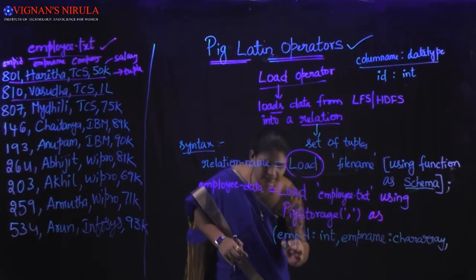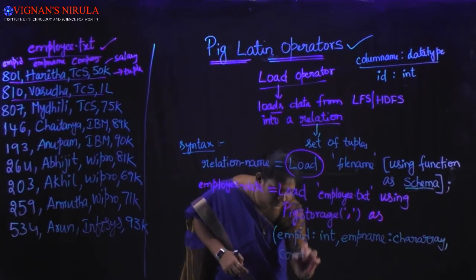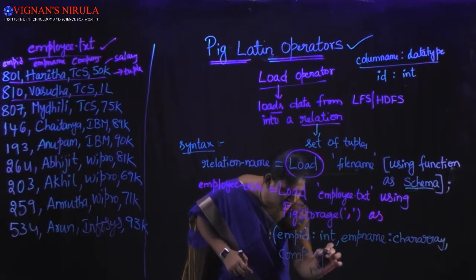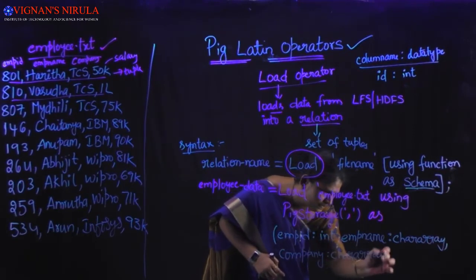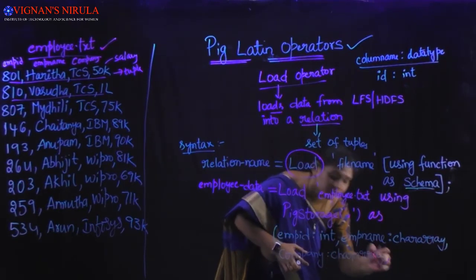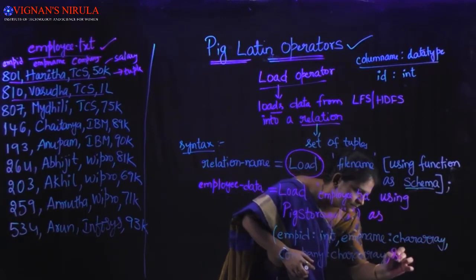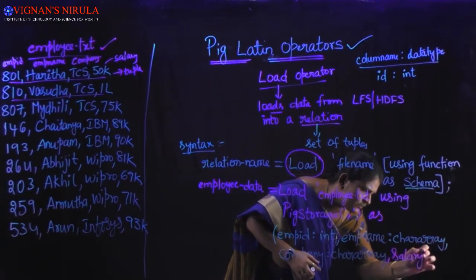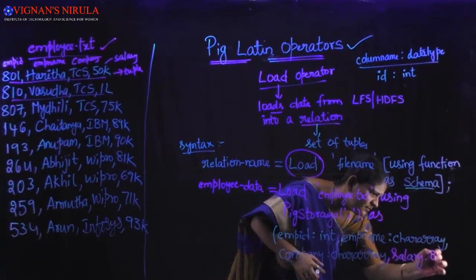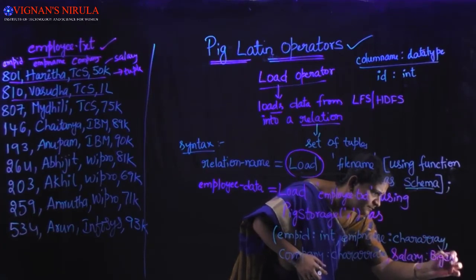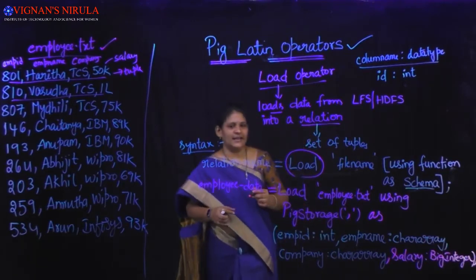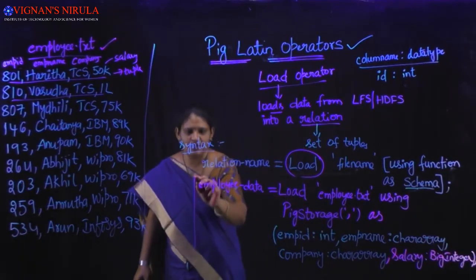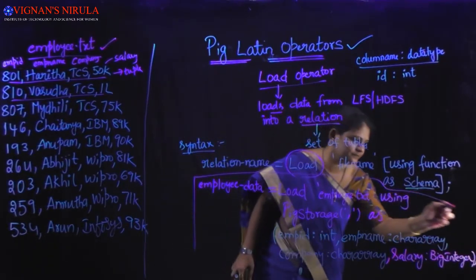The next one is company, where she or he is working. It is also of type char array. The last one is salary. Salary is of type big integer. I can take big integer. So, likewise, I can load the data.